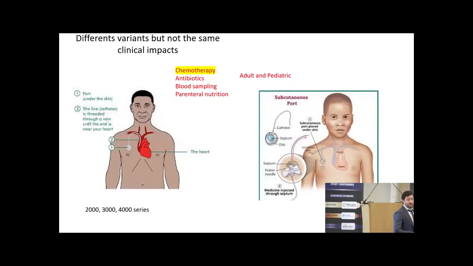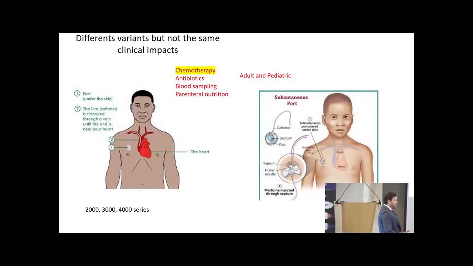And they said to the notified body, the data we generated from the chemotherapy is extrapolable to the antibiotics, blood sampling, parenteral nutrition. Why? Because the device is just a delivery device. They deliver drugs. They don't do the drug actions, they just deliver. So if we have evidence for one drug, that's going to be the same for the others. The notified body said no, I need it also for this.